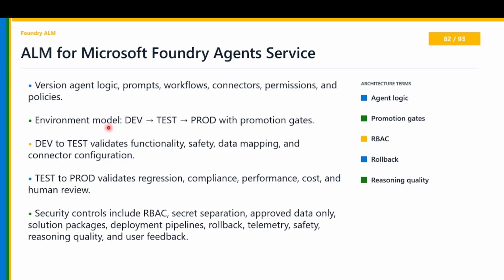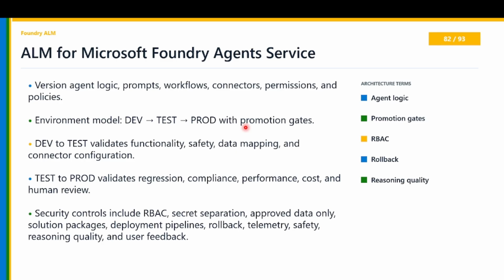Point number two, environment model. You should pass your development through dev, test, and prod, just like we have in Copilot Studio, with a promotion gate. So always implement a promotion gate. Every process, every stage should be gated. Development should be gated, test should be gated, production should be gated. So how do you implement a gate? When you are talking about gating, you are talking about approval.